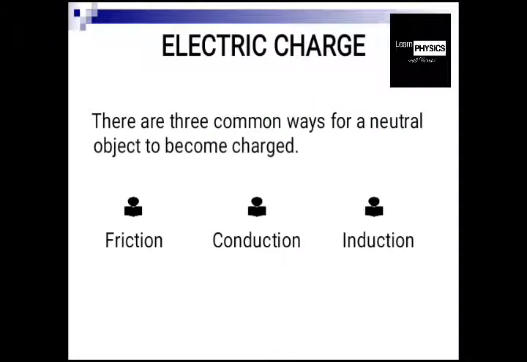As I said before, most objects are electrically neutral. This means that they have an equal positive and negative charge. In order to charge an object, we have to alter the balance of negative and positive one way or another. There are three common ways for a neutral object to become charged. They are friction, conduction, and induction.